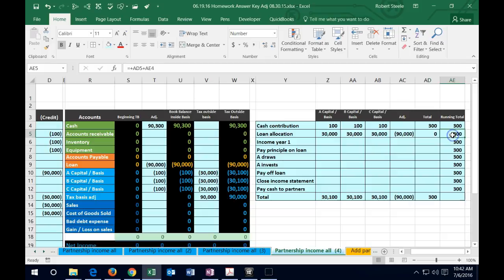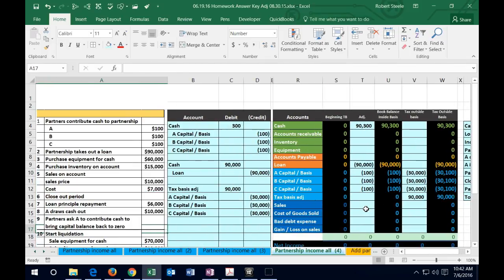And so the total to the capital accounts wouldn't be anything. The capital accounts are still 300, but the basis accounts for tax basis are now here, adding up to 90,300. So that's going to be the difference in terms of a table as well as in terms of just posting this in a trial balance format.